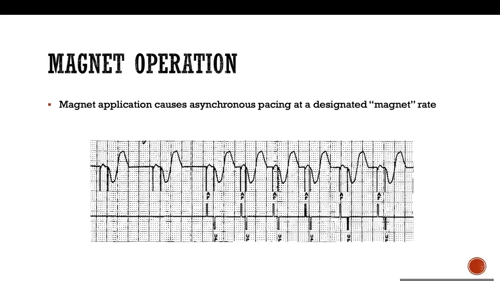So for the magnet, when you put a magnet on a pacemaker, it's gonna pace asynchronous pacing. What does asynchronous pacing mean? It means it's gonna ignore any underlying rhythm and it's gonna pace whatever chamber the device has. If it's a single chamber, it's gonna pace that single chamber. If it's a dual chamber, it's gonna pace both chambers at the specific magnet rate. For each company, they have a different magnet rate, so you don't have to know it.